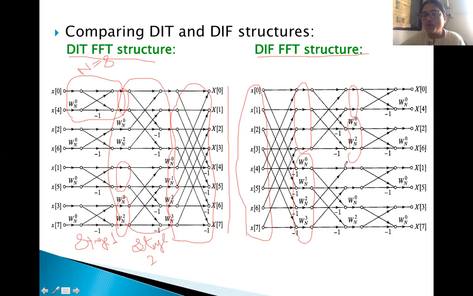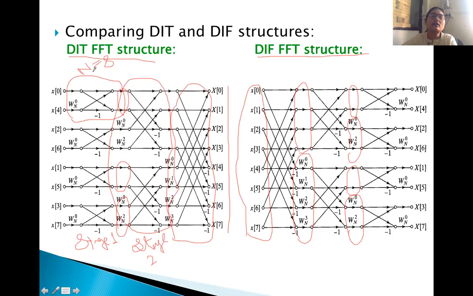If the sequence is odd, we perform multiplication by the twiddle factor. Here again, these are the two even points and these are the two odd points, and the odd point gets multiplied by the twiddle factor. In this kind of butterfly structure, which is a DIF structure, we perform the addition operation first and the multiplication is applied later.